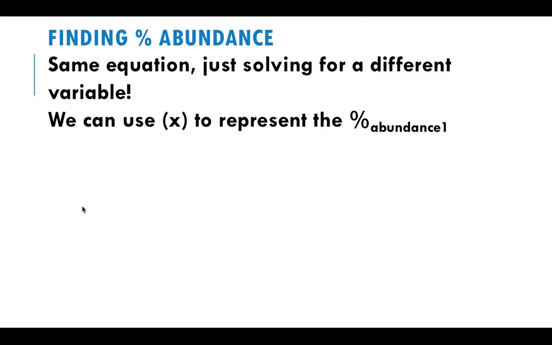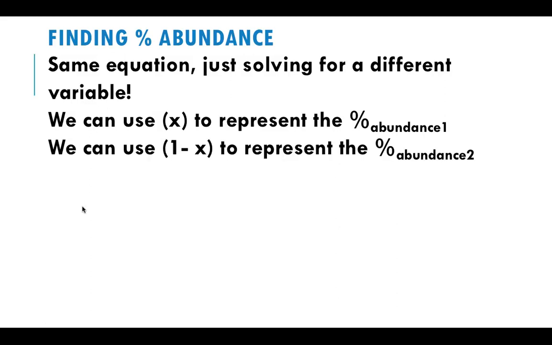All right, now let's go in reverse. Let's find the abundance. Pretty much the same equation we just saw, except we're solving for a different variable. I'm going to let X represent the abundance of the first isotope, and I'm going to use 1 minus X to represent the abundance of the second isotope. This really works well when there's only 2 isotopes, so don't worry about having to do this with more than 2 isotopes in your problem.